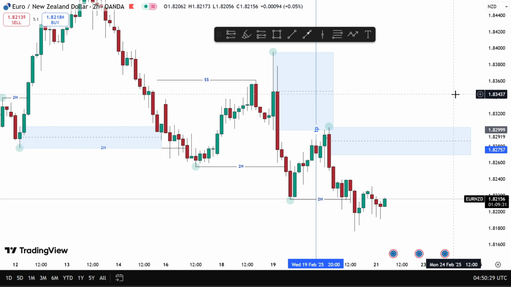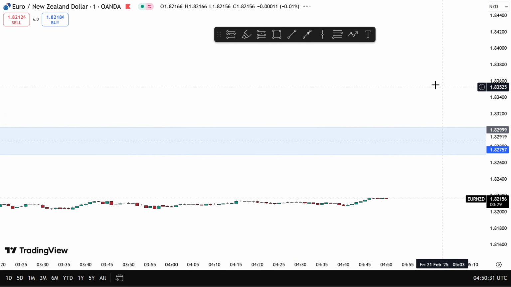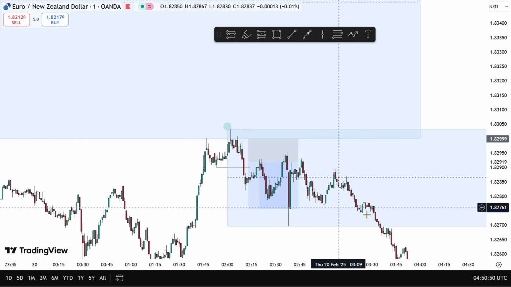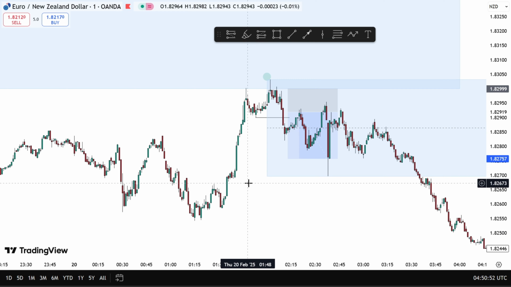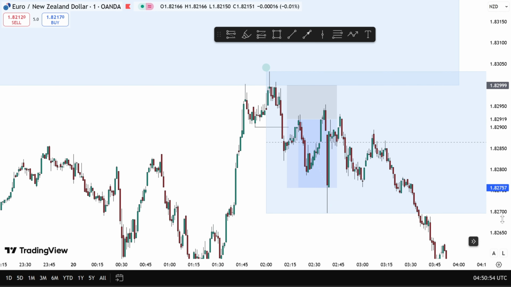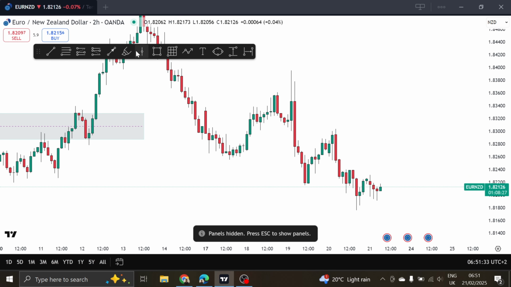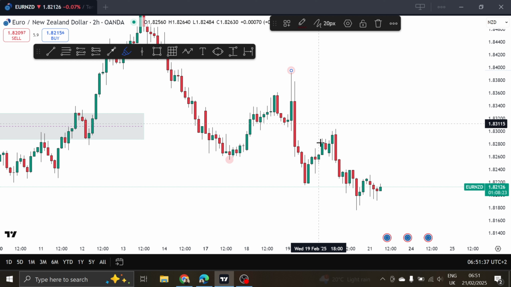I want to give you a market recap on the trades that I took this week. So as you can see on Euro NZD, I took a short, with a minimum risk of 1 to 2. From there I will give you a market replay on how I took the trade and how I was anticipating it.